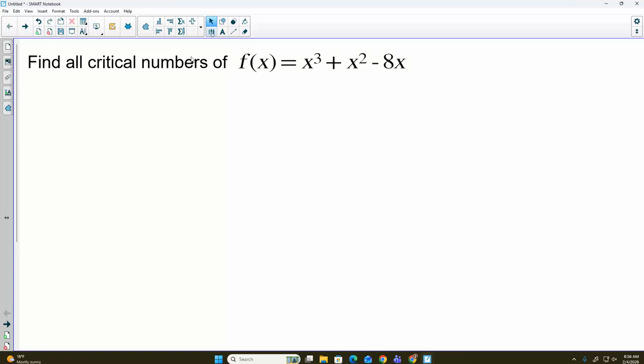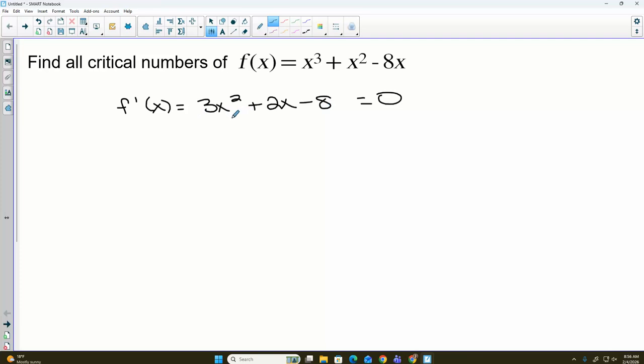On this one, it's just a polynomial, so if we do our derivative, we get 3x squared plus 2x minus 8. This is never undefined because it's not a fraction, so we just need to know when it's 0. Check, can I take out a greatest common factor? No, so then we need to slip and slide.